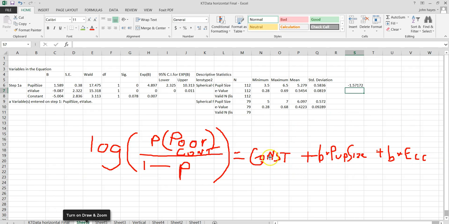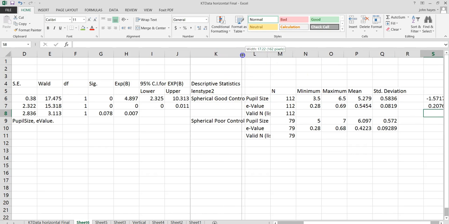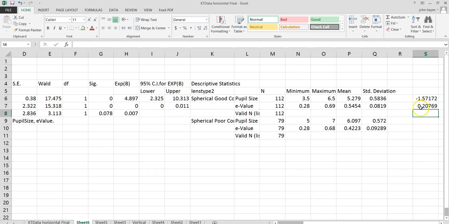So here is the equation for what we just did. We added the constant to the b times the pupil size plus b times eccentricity. And notice that that equals the log of p over 1 minus p, the probability of poor control over 1 minus the probability of poor control, and that's the log odds. So to convert that, we take the exponent of this value and we get 0.2079. So for the spherical good control, the odds ratio is 0.2.